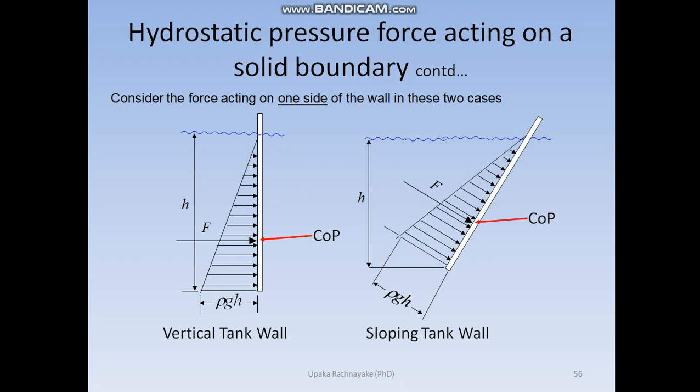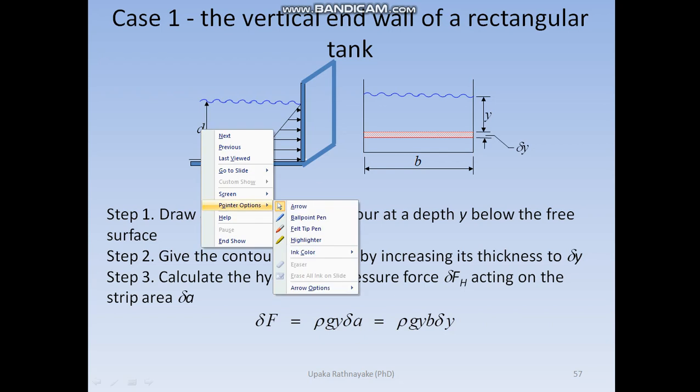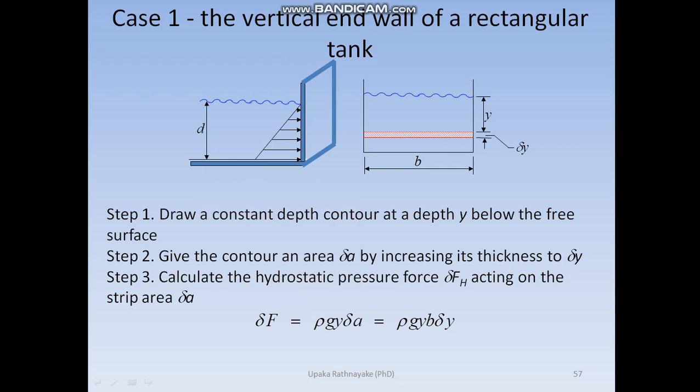If that is the case, how can we find the resultant force, since it is a variable? Now let us consider this vertical wall, a rectangular vertical wall. Depth of the liquid column is D and the width is B. Now we are trying to find the hydrostatic pressure force on this particular wall due to the D depth of liquid column.